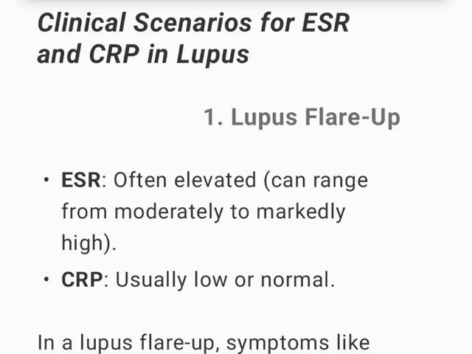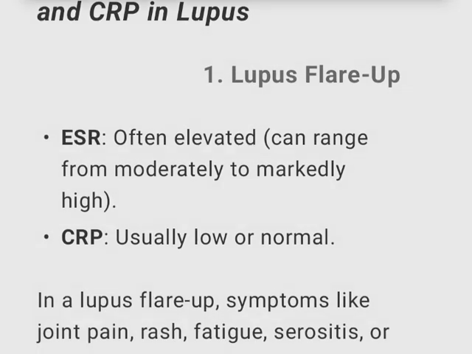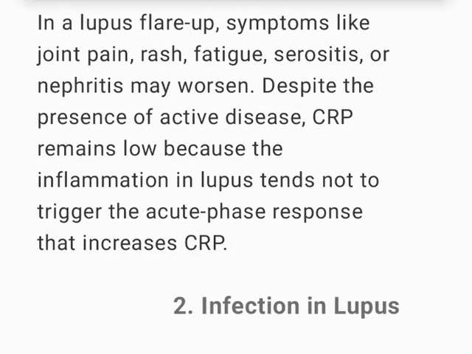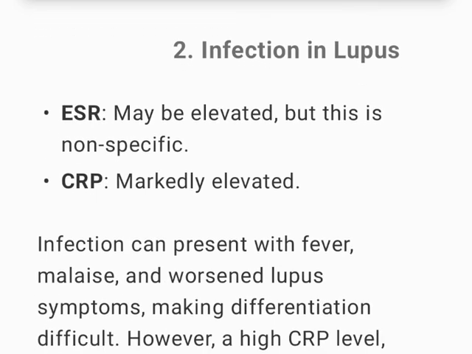1. Lupus flare-up. ESR, often elevated, can range from moderately to markedly high. CRP, usually low or normal. In a lupus flare-up, symptoms like joint pain, rash, fatigue, serositis, or nephritis may worsen. Despite the presence of active disease, CRP remains low because the inflammation in lupus tends not to trigger the acute phase response that increases CRP.